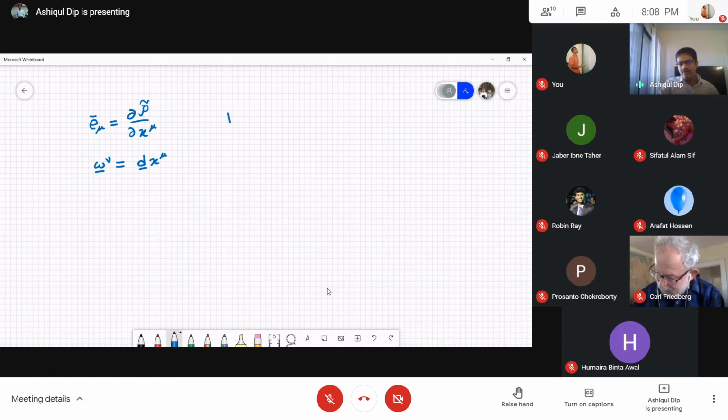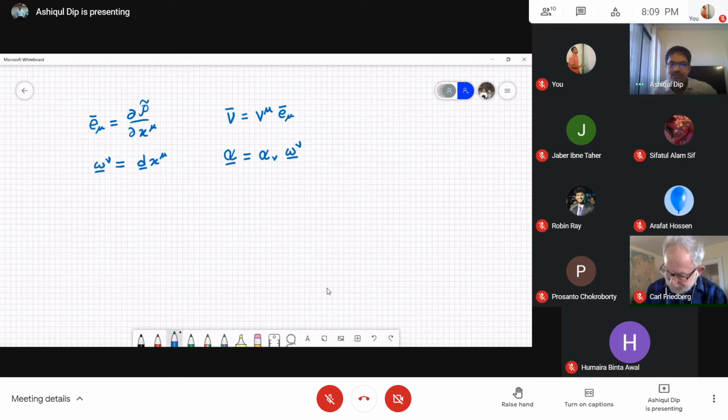Now, if we had a vector v and wanted to split it in terms of those coordinate bases, we would write v mu e mu, like that, right? And also, if we had a one form, say alpha, we would split it in terms of coordinates like this: alpha lower nu, omega nu. Is that clear to everyone?